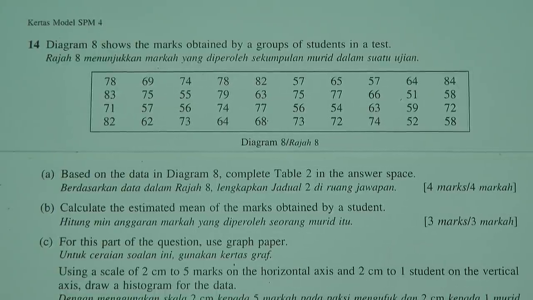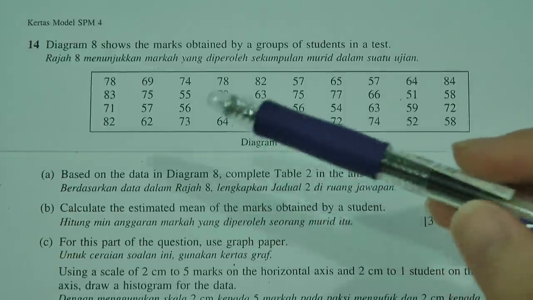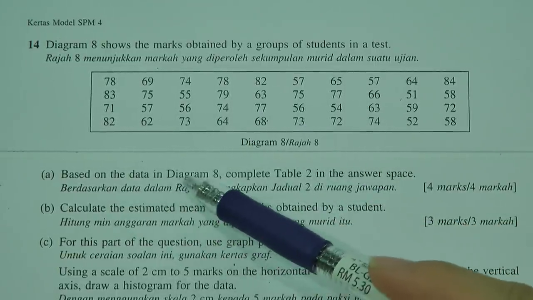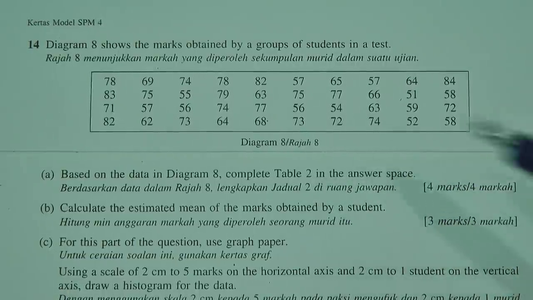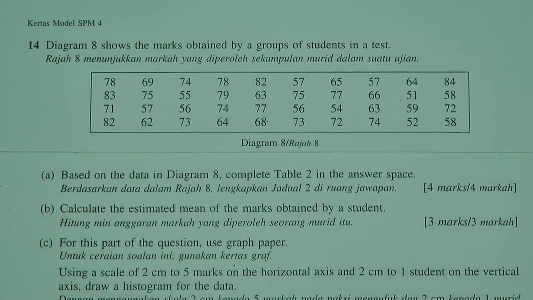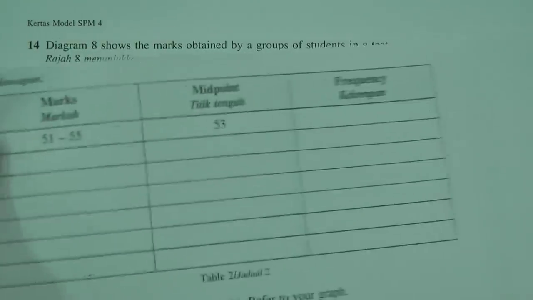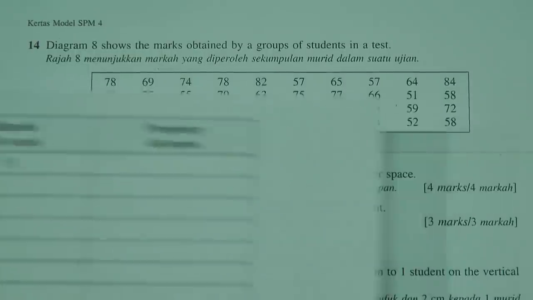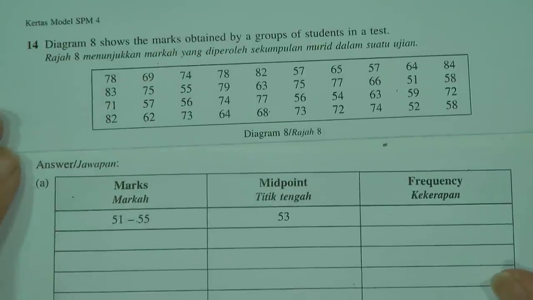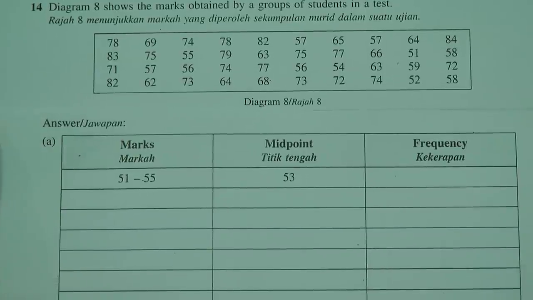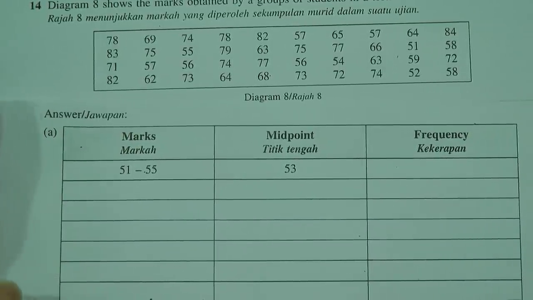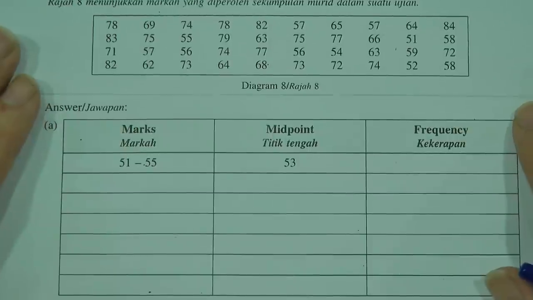Okay, now, what do they want? They want A: based on the data in diagram 8, complete table 2 in the answer space. So he asks you to complete this table. Here I'm going to teach you how to complete this table, but I think it's very easy. For me, this chapter is very easy, but some students just couldn't do well in this chapter. So I'm going to help you score well in this chapter, because this is a 12 mark question, and I think it's very easy if you ask me.